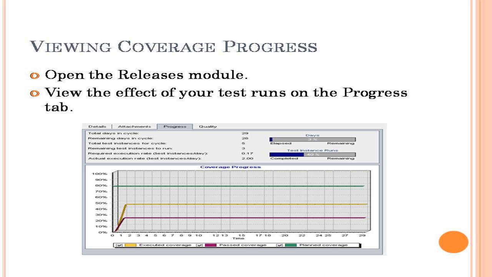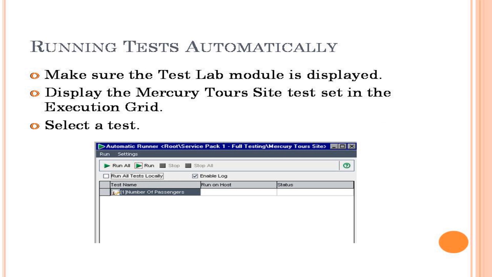2. View the effect of your test runs on the Progress tab. In the Releases tree, expand the Release Folder Service Packs and the Release Service Pack 1. Select Cycle 1 New Features and click the Progress tab.